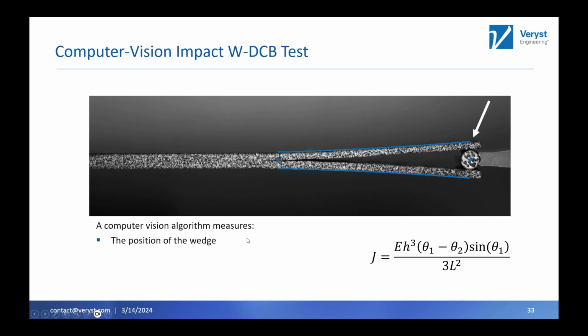We use a computer vision algorithm to measure a couple of things. The first one is the position of the wedge. You can see the little blue plus sign where the wedge is. We're going to keep track of that during the test. We're also going to keep track of the approximate position of the crack tip. So not specifically the position of the crack tip to calculate the crack length. What we really want is a point that is somewhere, the way this test is set up, to the right of the crack tip to calculate the rotation angle.